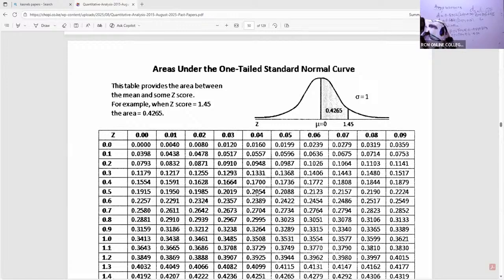4.54. Somewhere here, 2054. This one here, 2054. So plus 0.2054, plus 0.2054, like that. Why are we adding this 0.5?